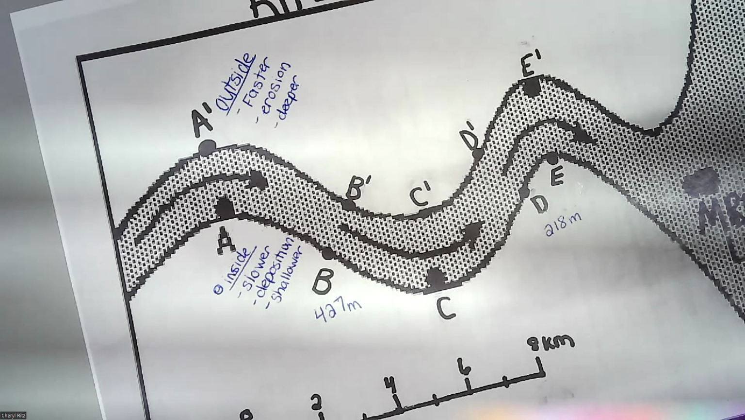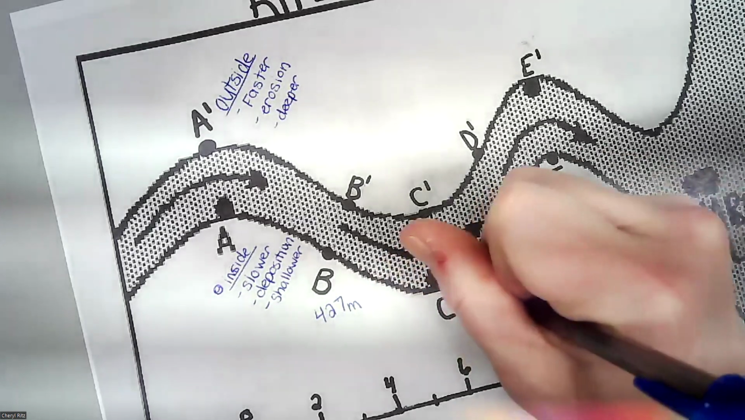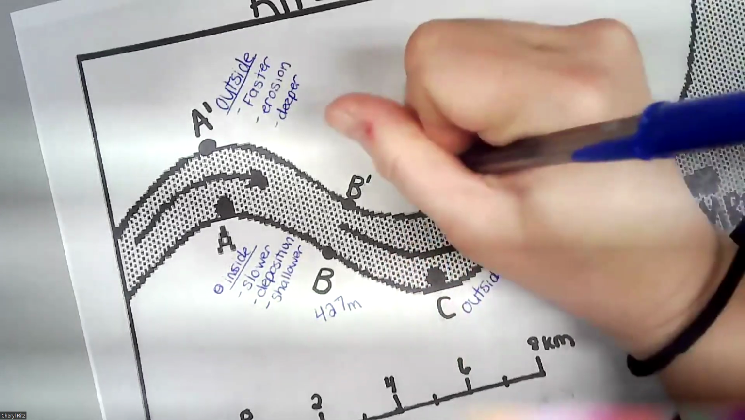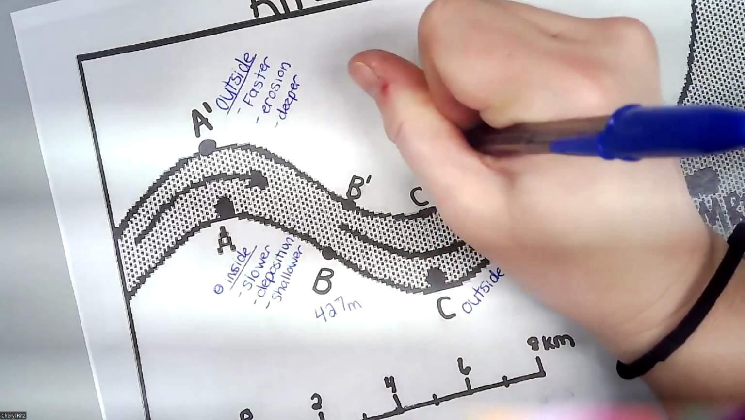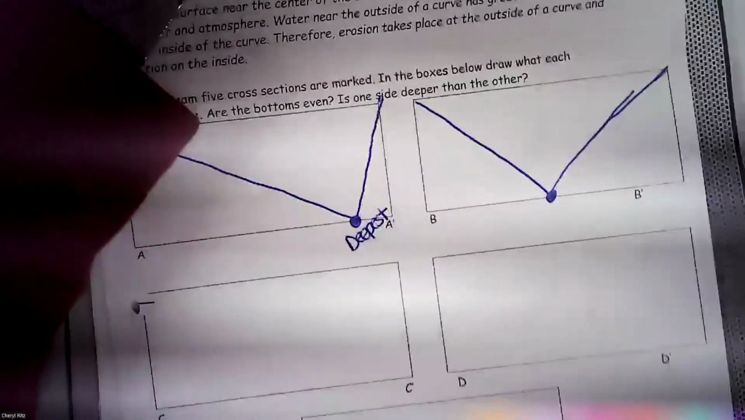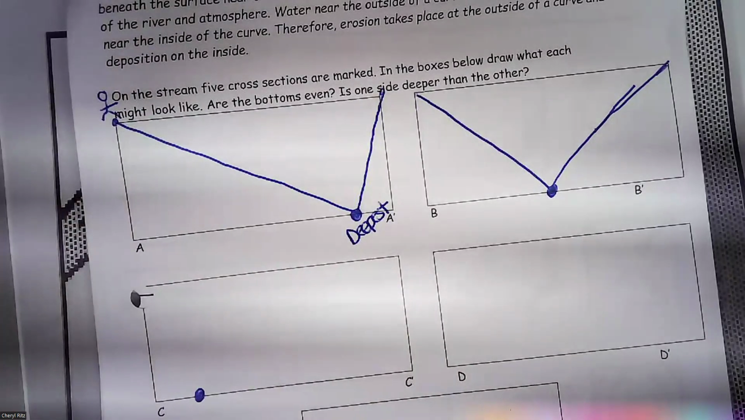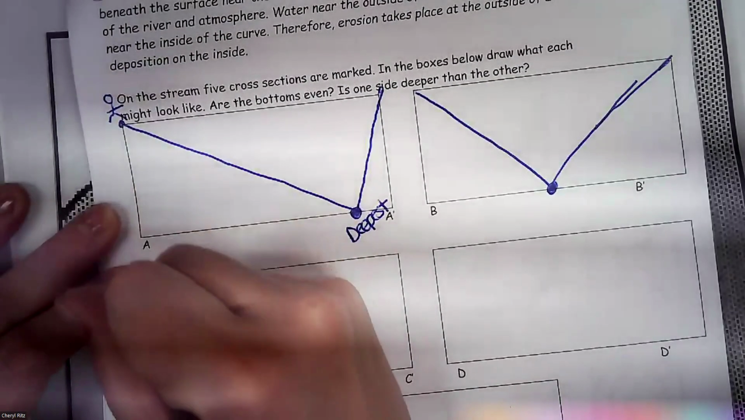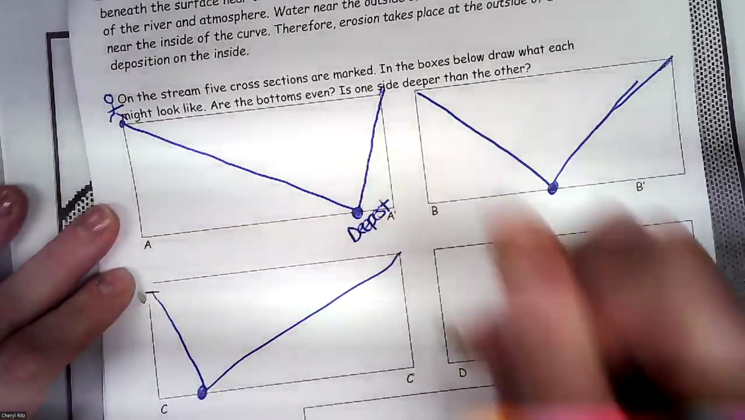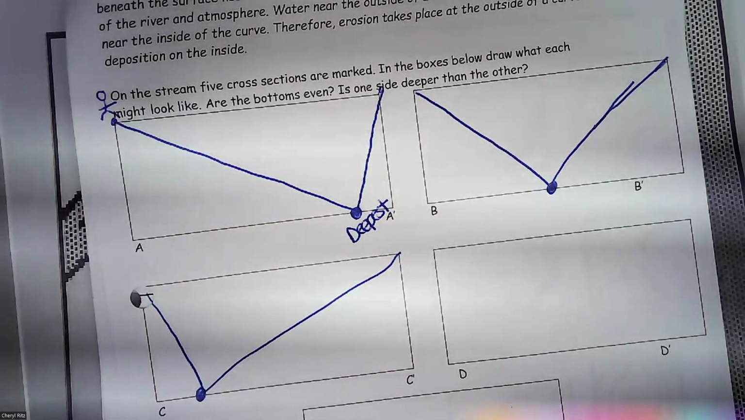So which one's the outside, C or C prime? C this time is the outside. C prime is the inside. So what's that mean? Where's the deepest spot going to be closest to? This time, the deeper part's going to be over near C. So you mark that with a dot, connect them up, and you've got what the cross section of a stream would look like. The deepest spot on a curve is always closer to the outside of the curve.